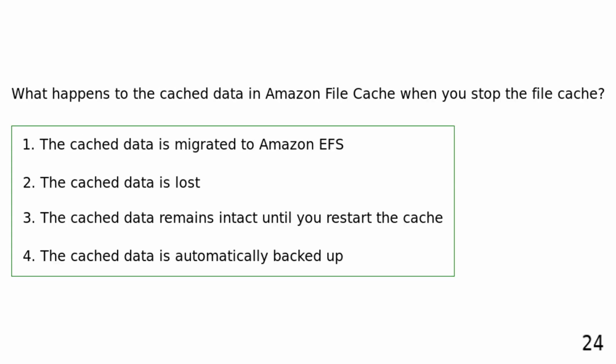What happens to the cached data in Amazon File Cache when you stop the file cache? The cached data is migrated to Amazon EFS. The cached data is lost. The cached data remains intact until you restart the cache. The cached data is automatically backed up.